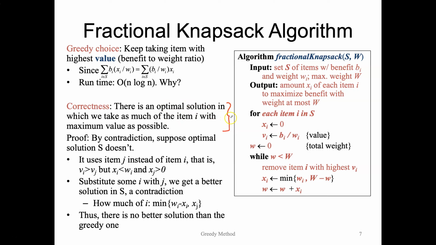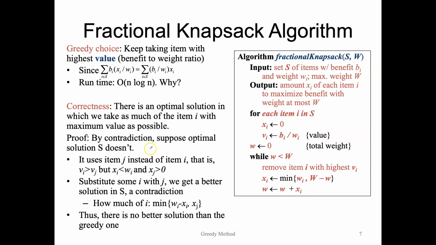So in order to prove that this is the case, we can use a proof by contradiction, which means we're going to start off by assuming that this is wrong, and then reach a logical contradiction, which means that we were incorrect to assume that this was wrong. So in a proof by contradiction here, assuming that this statement is false, let's say there's an optimal solution S, we'll call it, which doesn't follow this, where there's some item I which has the maximum value possible, but solution S doesn't take as much of it as it possibly could.